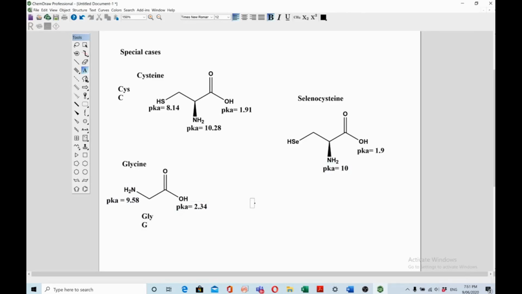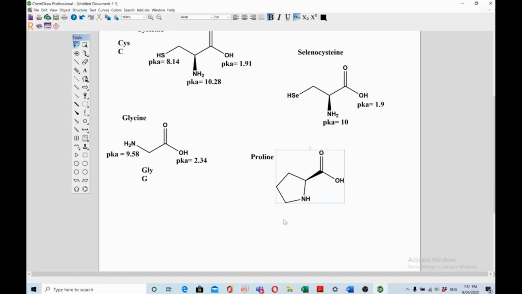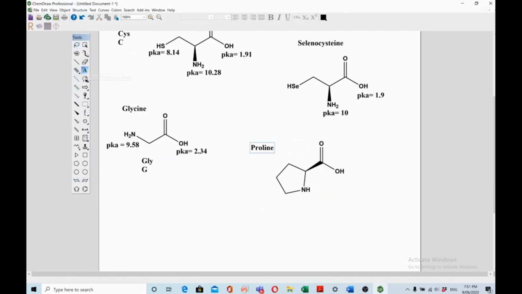The next amino acid is proline. It's an amino acid with a ring, and the pKa value of its acid is 1.95, and this is a secondary amine. If you have watched my video about classification of functional groups, I mentioned how we can classify amines. The 3-letter code for this is PRO, and the 1-letter code is P.